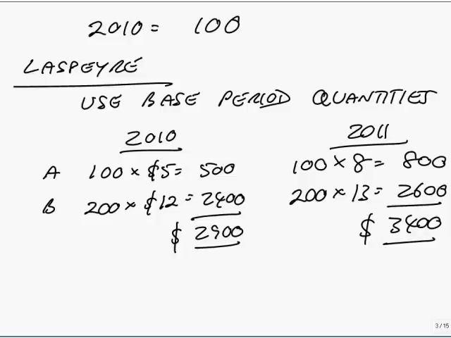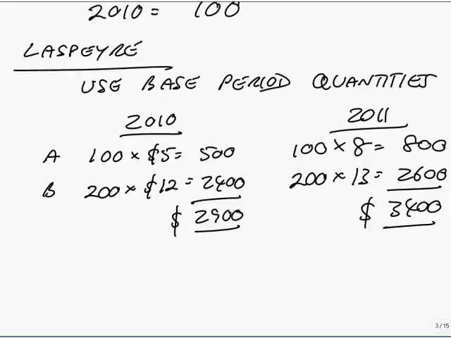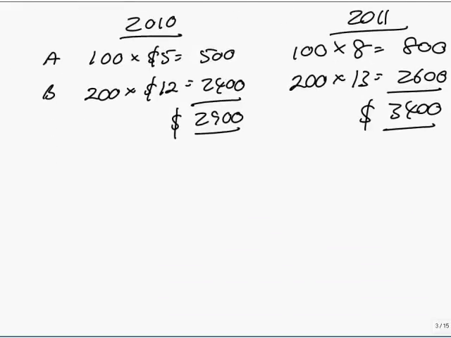And finally, the index number itself. Well, that's just the work back, effectively, of what we did before. For every 2,900 you spent then, you would now be spending 3,400. Well, we base it on 100. If it was 100 in 2010, well, again, every 29 is worth 34.